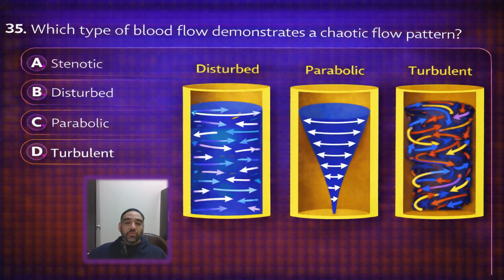And so think of this in a mental flow hierarchy. So laminar, smooth; parabolic, smooth dome-shaped profile; disturbed, irregular but not chaotic; turbulent, chaotic and random. So the question asks chaotic. So it's always turbulence.